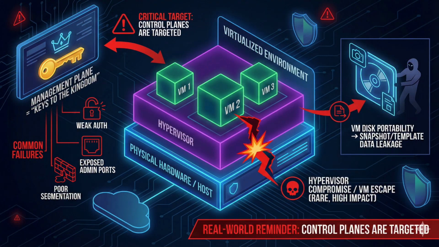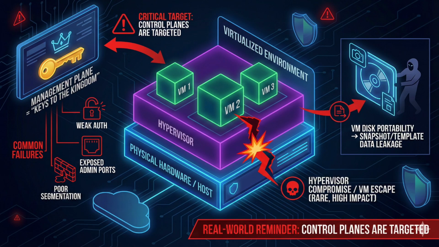Let's talk about the attack surface. In virtualization, the management plane is often the keys to the kingdom. If an attacker gains admin access to the management server, they can power off VMs, change networks, mount disks, or clone sensitive systems. Hypervisor vulnerabilities and VM escape attacks are less common, but they are high impact because they break isolation. More common in the real world are misconfigurations, exposed management interfaces, shared admin accounts, weak segmentation, or unpatched components.